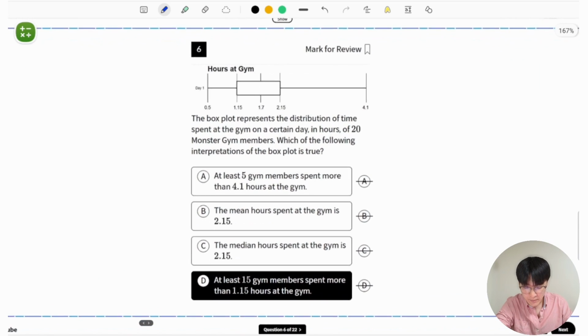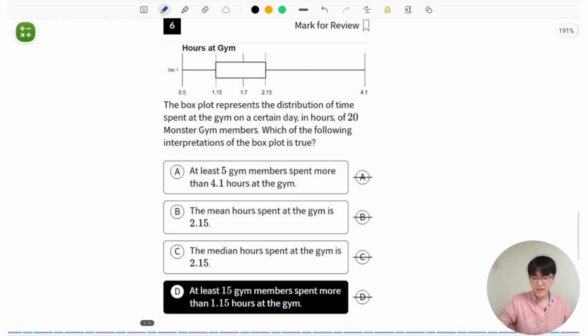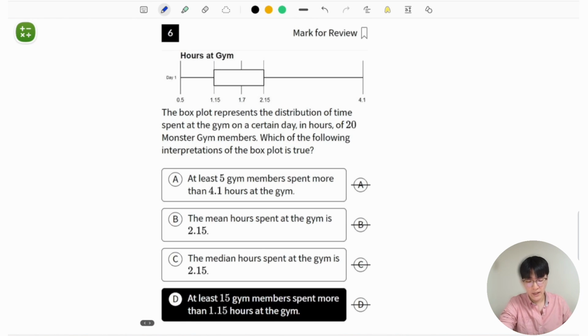Question number 6. The box plot represents the distribution of time spent at the gym on a certain day, in hours, of 20 Monster Gym members. Which of the following interpretations of the box plot is true?